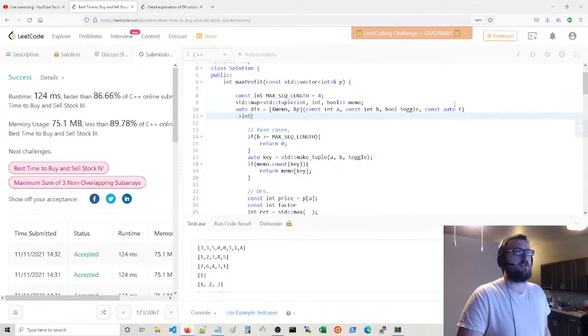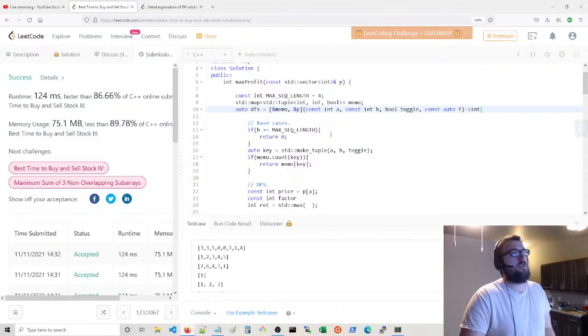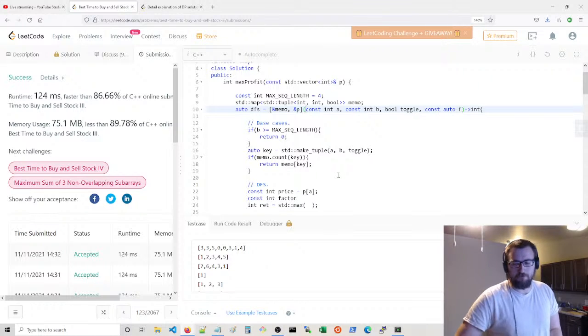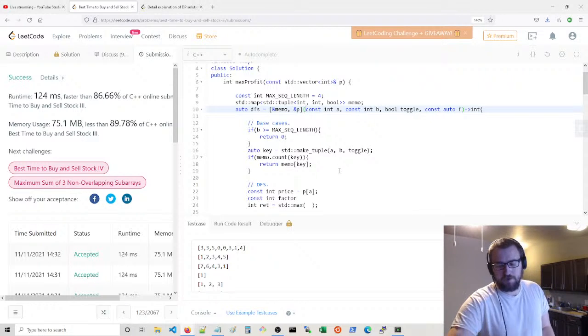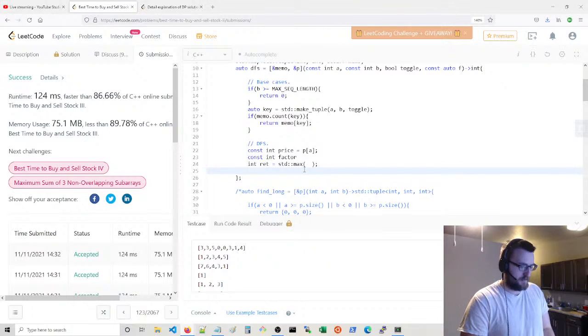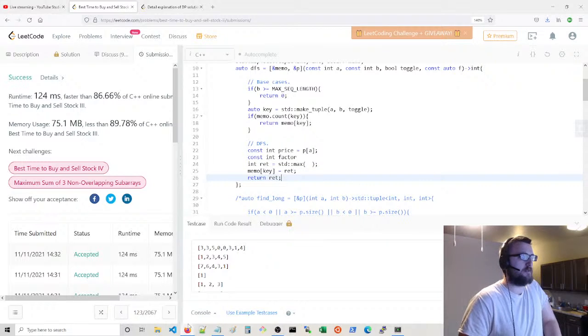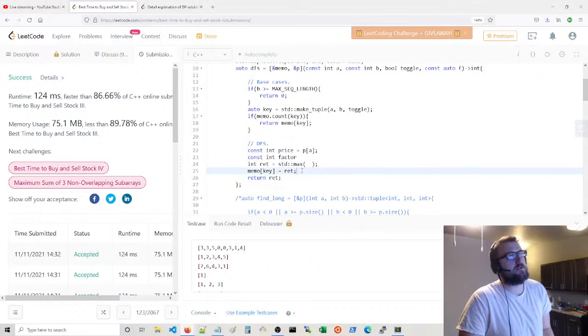A couple things to note here. This is a recursive lambda expression, so there are a couple things we have to do. Memo of key equals ret, return ret. This is going to use obviously more memory. It will be slower and use more memory than previous solutions.